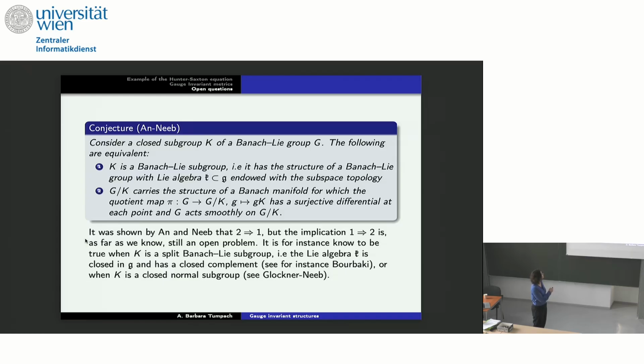So 2 implies 1 is already proved by Neeb in his paper. As far as I know, the implication 1 implies 2 is still an open problem. Of course, if K is split, so if we have a complement to the Lie algebra of K, then we know that it works. You can see it, for instance, in Bourbaki, Topologie générale. It is also true if K is a normal subgroup. This is a paper by Glöckner and Neeb, but in the general case, I think it's still an open question. Thank you very much for your attention.